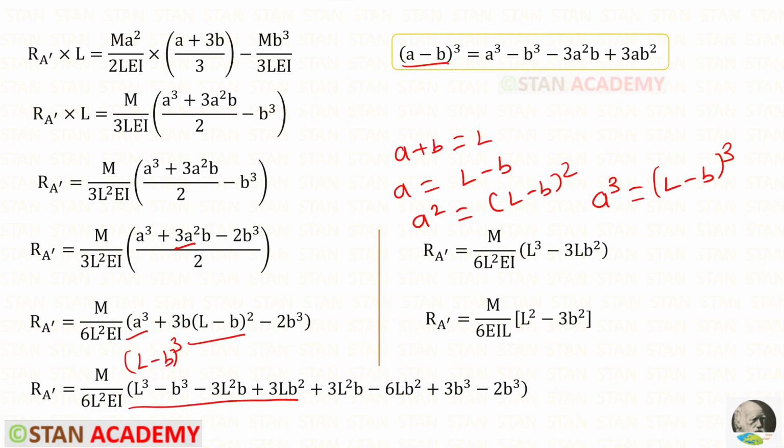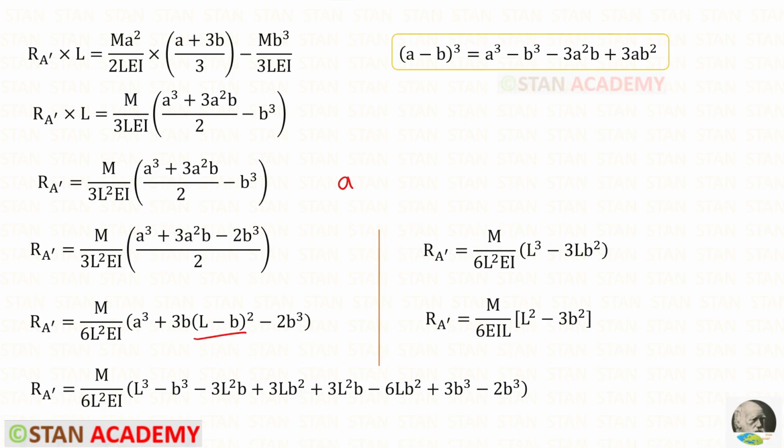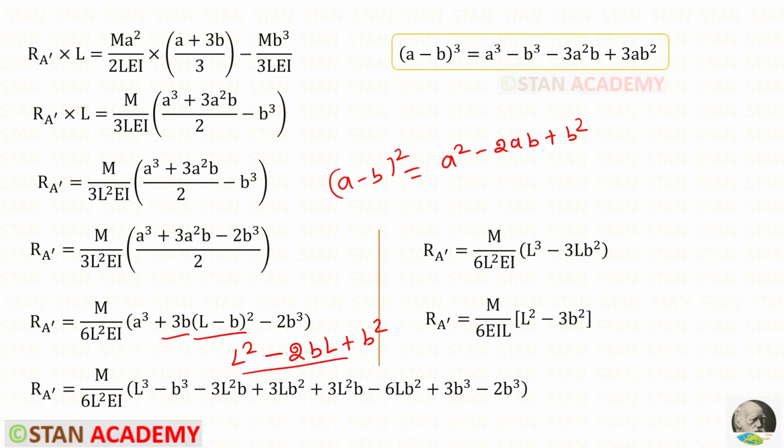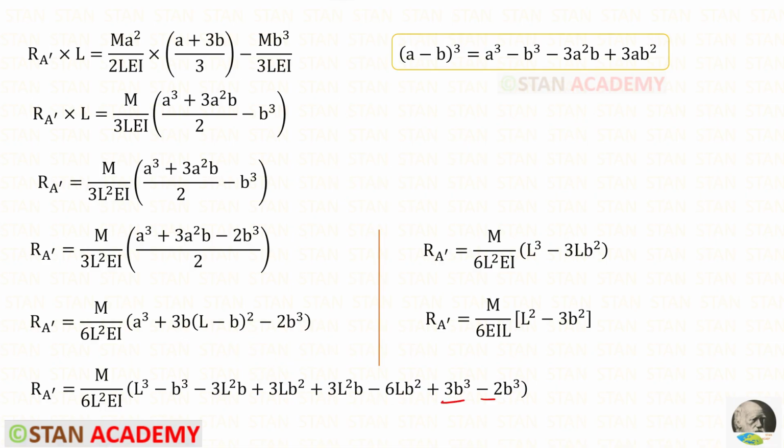Using this formula, we will get this. Here we can apply the a minus b the whole square formula. The formula will be a square minus 2ab plus b square. So it will be L square minus 2bL plus b square. Then we have to multiply this with 3b. So we will get this. 3b cube minus 2b cube minus b cube, we can eliminate. 3L square b minus 6Lb square plus 3Lb square, it will be minus 3Lb square. From these two, we can take L outside, then we can eliminate, here it will be L. This is the expression for RA dash.